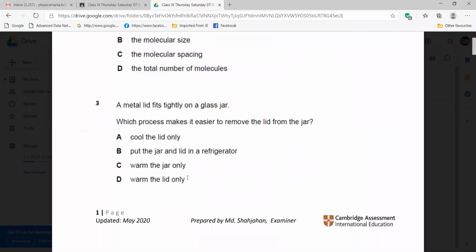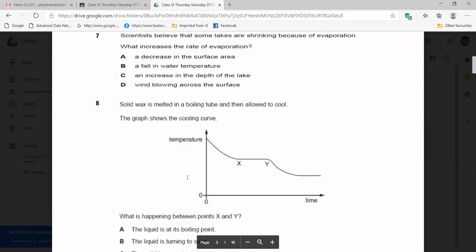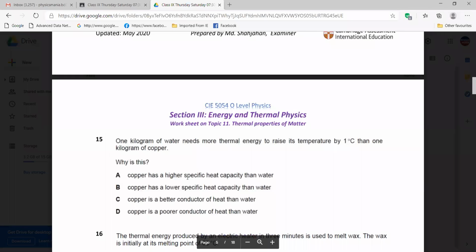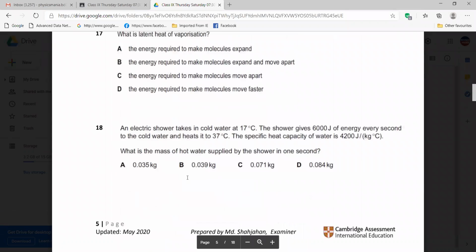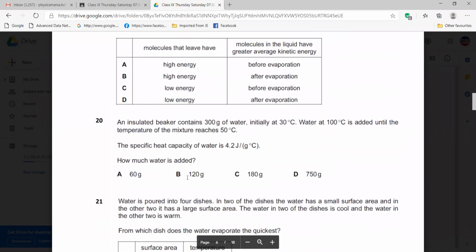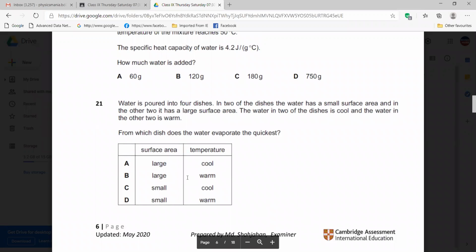Till 20 you understood, right? Yes, sir, all of it. So if you get similar questions, then you can do it, right? Sir, yes. So this one, 21, it is related to evaporation, right?